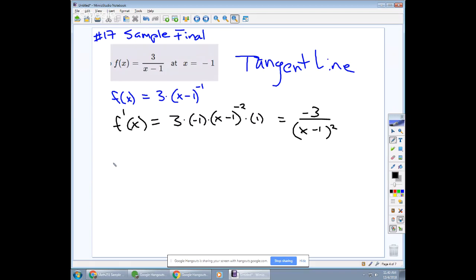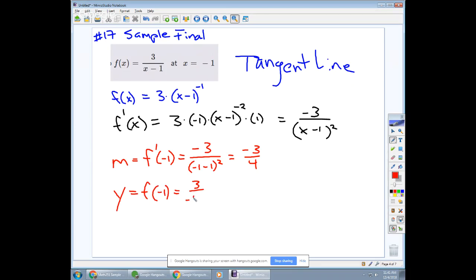Yeah, so now we want the slope of the tangent line. So to get the slope m, we plug in negative 1 into f prime. That gives me negative 3 over negative 1 minus 1 squared, which is negative 2 squared, which is 4. So I get negative 3/4 for the slope. I also need the y value to finish the equation. So y is going to be equal to f of negative 1, which is 3 over negative 1 minus 1, or negative 3/2.